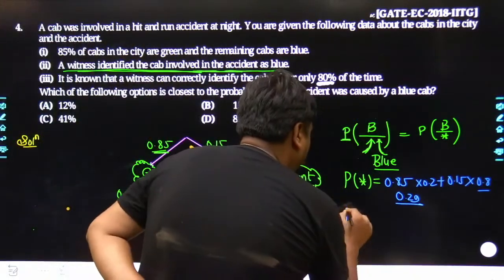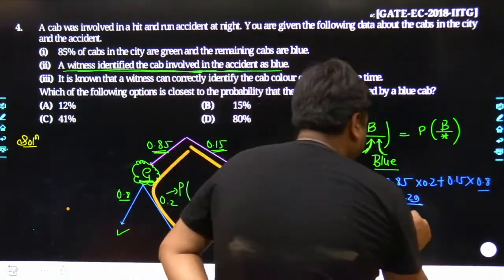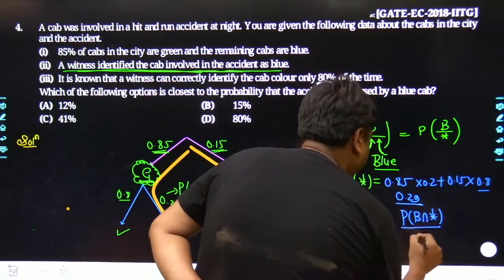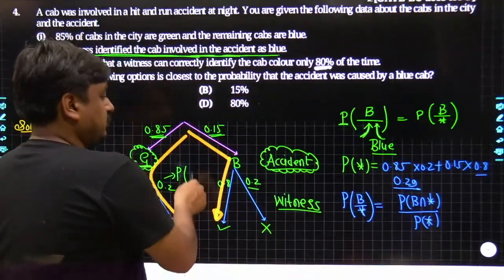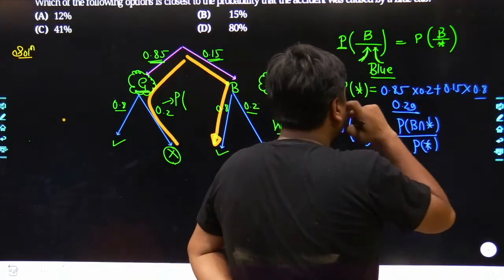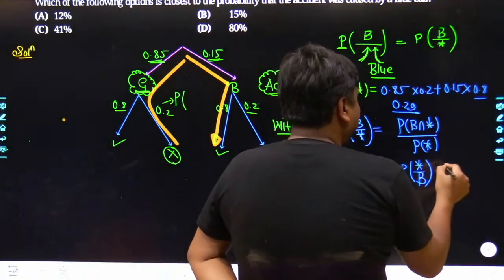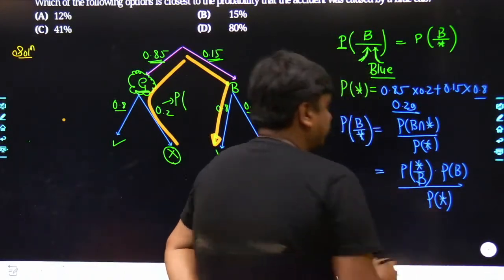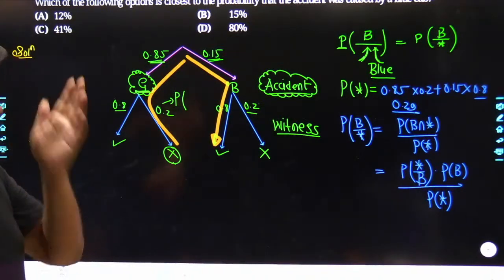So as far as P of B given star is concerned, you can take this value as P of B and star divided by P of star itself. Now, let me focus on this data. This could have been written as P of star when B has already taken place, times P of B, and in the denominator goes P of star. Everything is clearly known to me. May I know what would be the best answer?